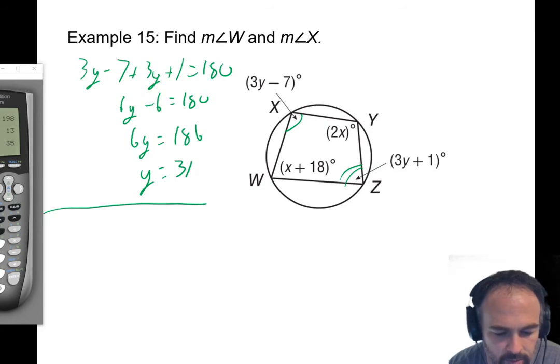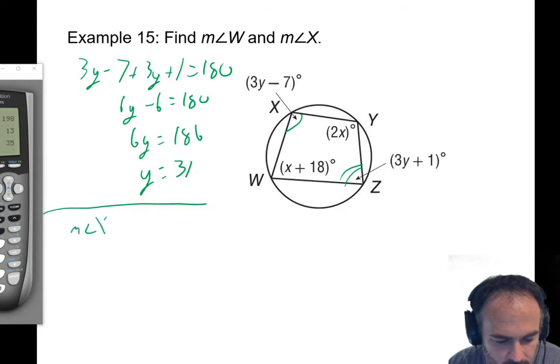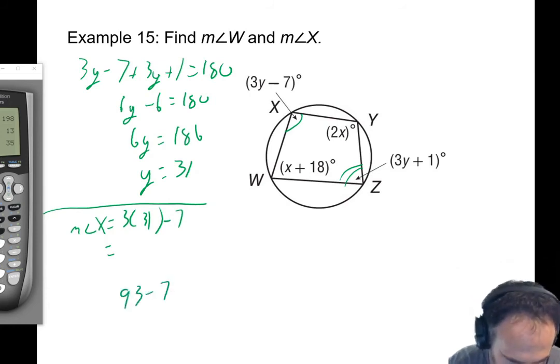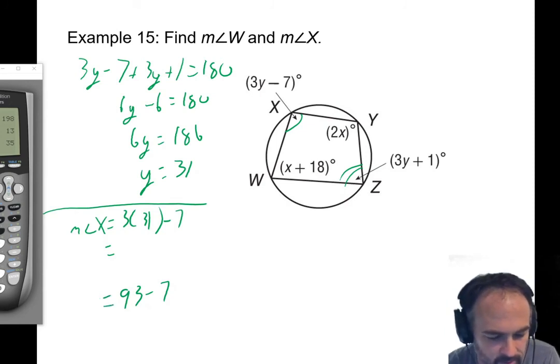Now, let's go ahead and plug that in to find the measure of angle X. So the measure of angle X is equal to 3 times 31 minus 7. 3 times 31 is 93. 93 minus 7 is 66 degrees.